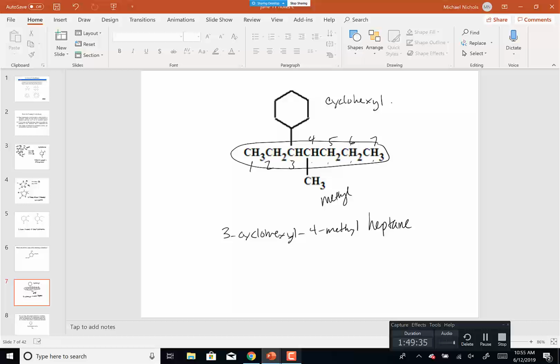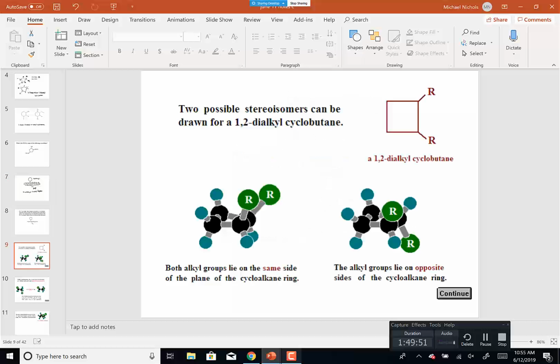Okay. Let me just talk a little bit about rings and then we'll see where we want to go next. So let me go back to the beginning. Naming rings is great. Let me talk about some terms that I've ignored so far, and that's the idea of what are isomers, and what kinds of isomers can we have? It's possible in rings to have a new type of isomer.